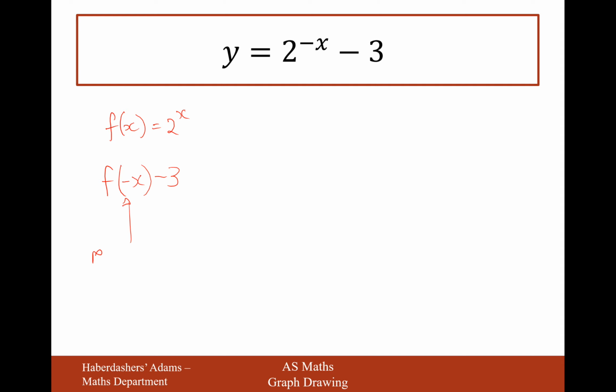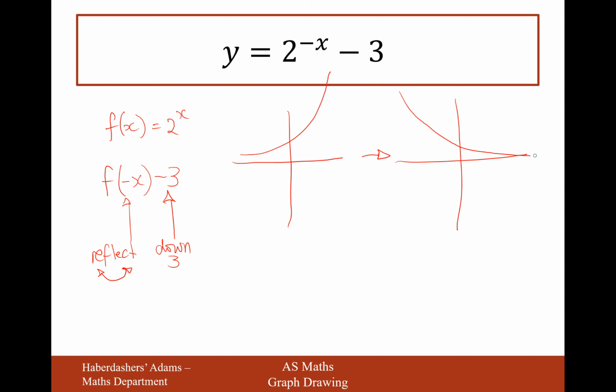So we've got 2 transformations here. This one here is going to be a reflect left to right and right to left. And then it's going to be moved down 3 afterwards. So let's do it in stages. We start with the 2 to the x graph. Then we reflect it. So let's do the reflection first, left to right. And then it's going to move down 3, so the final graph is going to look like this. We'll move it down 3 on the asymptote, and it's going to look like that. So it was at 0, 1 to start with here, and we moved it down by 2, so it's now at 0, minus 2.